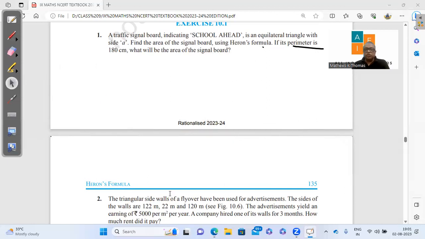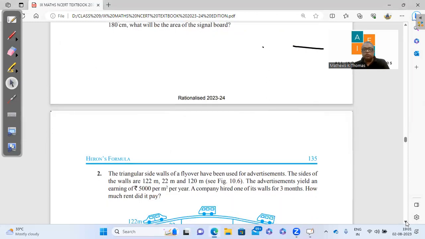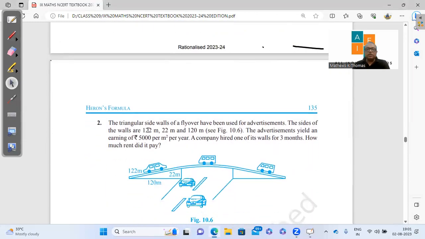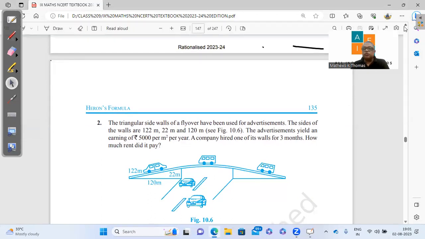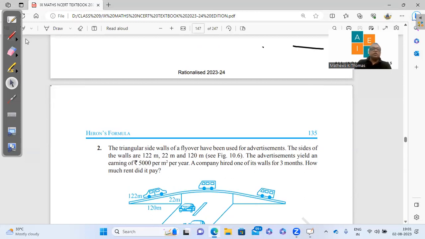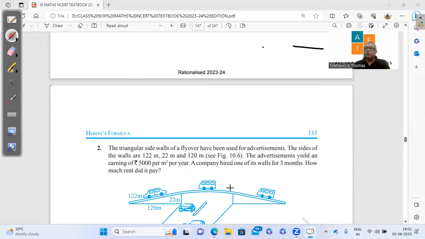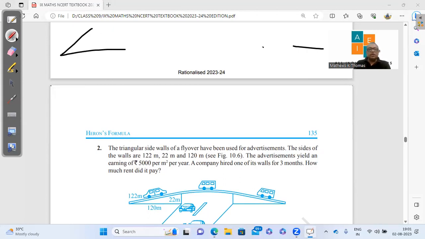Now let's look at question number 2. This is question number 2. The diagram is given here. A triangular side wall of a flyover is used for advertisement. See, when you are traveling on the roads, you will find these big hoardings. They have to pay money for it. And the dimensions of the triangle are given as 122 meters, 120 meters, and 22 meters. Question is, how much money do you have to pay for 3 months?